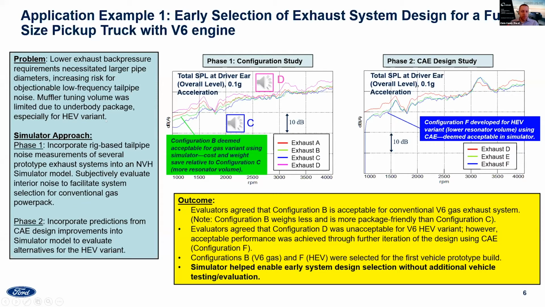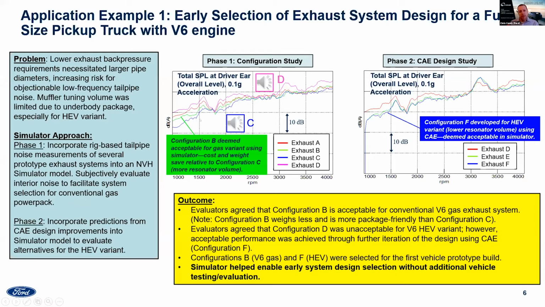So the approach using the simulator was to actually come up with several different exhaust system candidates, and have prototype parts built up for these exhaust systems. The prototypes were mated to an engine and tailpipe noise was measured. We then took that measured tailpipe noise and incorporated it into a simulator model of the new truck. And we performed listening evaluations to determine the acceptability of the various configurations.